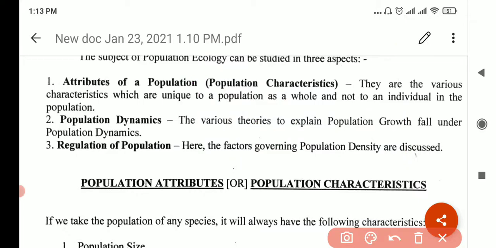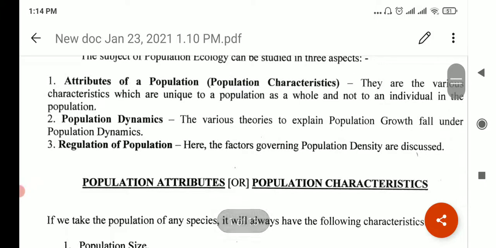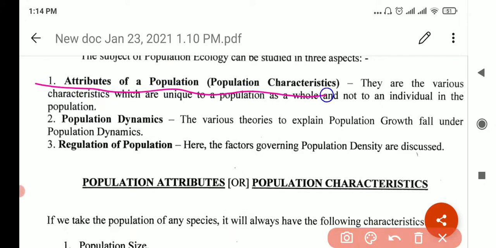Then regulation of the population is about population density, which we will discuss. Regulation means: is it highly populated, with lots of people, or is it rare, with only three or four people? So now let's start with number 1, the attributes of a population or population characteristics.